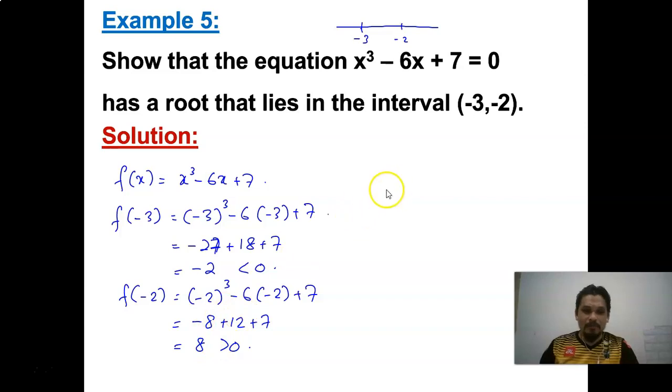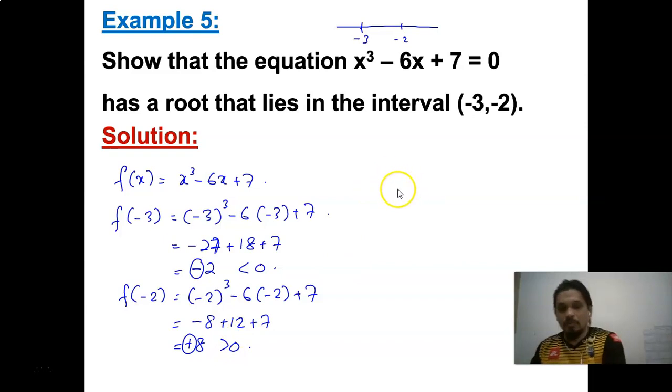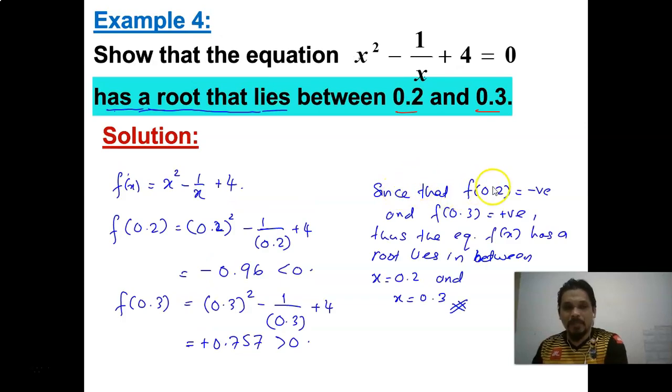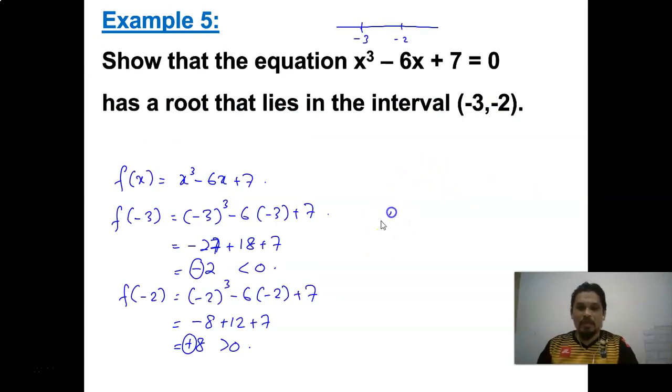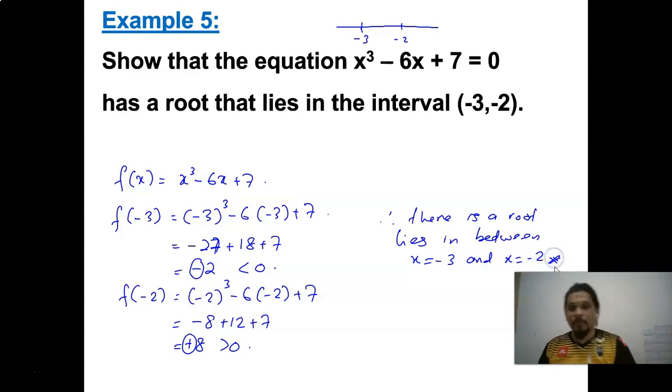It's still positive. So the sign changes from negative to positive: one is less than 0 and the other one is greater than 0. So we write down the previous sentence here, and we come up with the conclusion that there is a root that lies in between x equal to -3 and x equal to -2.